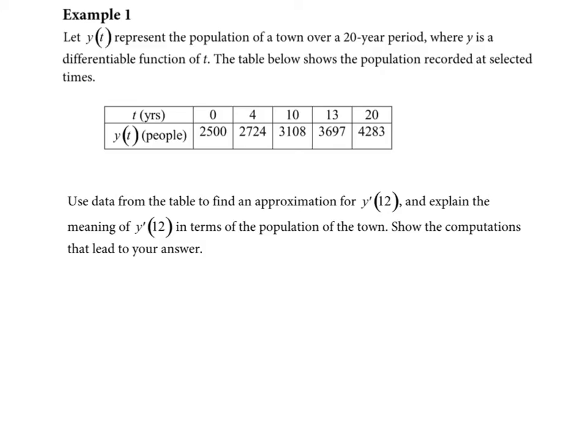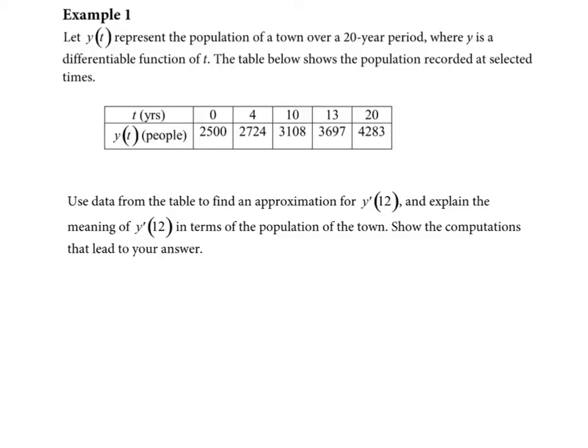Okay, so let me introduce you to our first example. We've got a function called y of t, and it represents the population. That's our quantity. Our quantity is the number of people of a town over a 20-year period, where y is a differentiable function. Seems irrelevant right now, will play a bigger role down the road. Alright, so here is the population recorded at selected intervals. So our initial population is 2,500. 4 years later, it had increased to 27,024. 6 years later, we were up to 3,108, etc., etc.